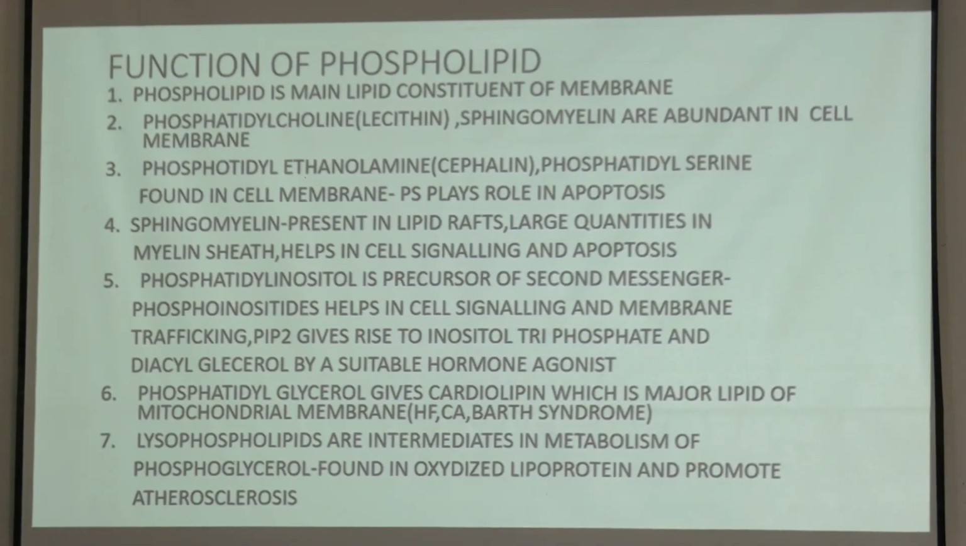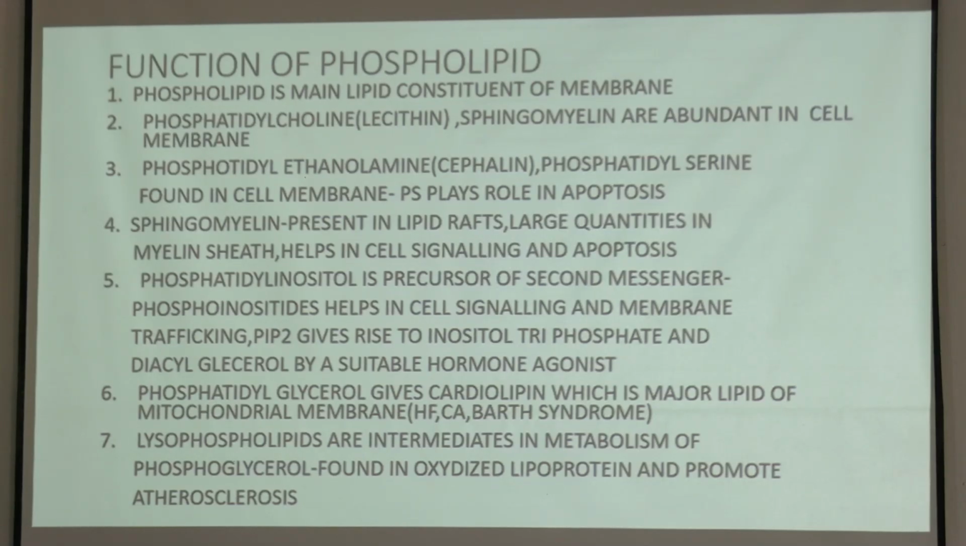So, function of phospholipid. Mostly all the phospholipids are present in cell membrane. Okay. There is some deviation, some other places also, I will mention that also. Mostly they are present in cell membrane. So phospholipid is the main lipid constituent of membrane. Then phosphatidylcholine is lecithin. Okay. And sphingomyelin are also abundant in cell membrane. Sphingomyelin we can also see in nerve cell.